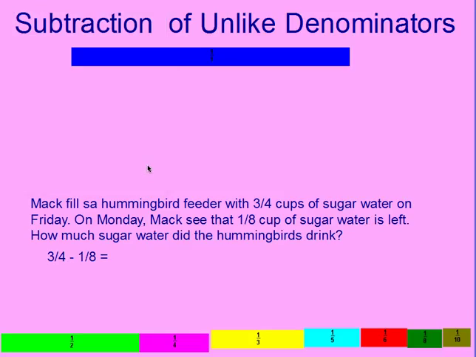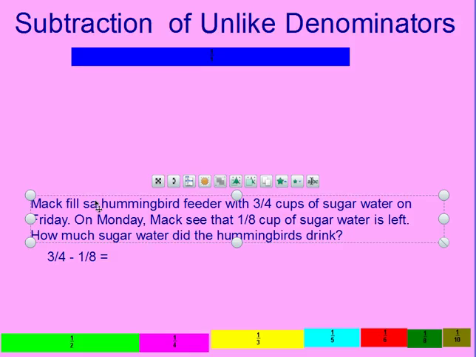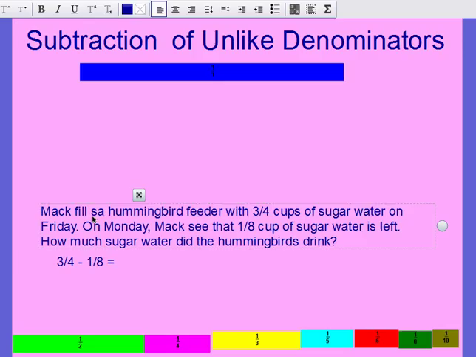Okay, we're going to work on subtraction of unlike denominators. You know, subtraction and addition are just inverse operations, so you kind of perform it the same way. Let's look at the story problem.